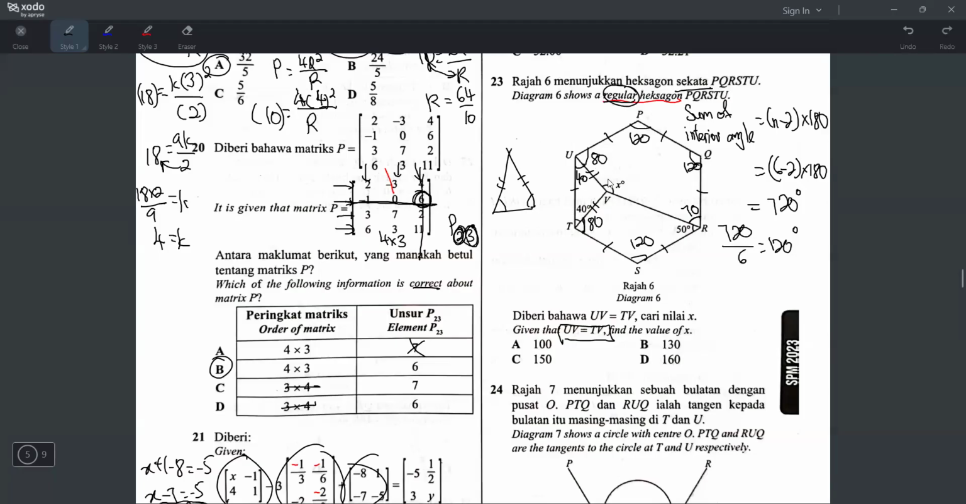Okay. And now how to find X? Okay, I can find this angle and then 360 minus. How to find this angle? This is a triangle ma. So what is the jumlah sudut dalam triangle? The total interior angle is 180. So sudut dalam jumlah is 180. So 180 minus 40 dapat 100.